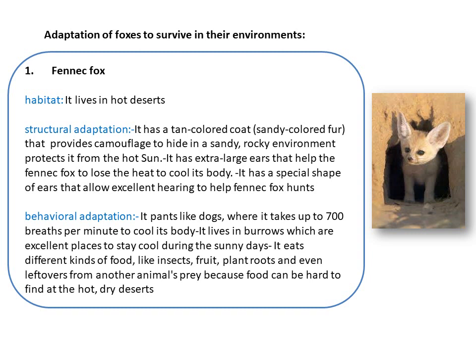Also, it eats different kinds of food, like insects, fruits, plant roots, and even leftovers from other animals' prey, because food can be hard to find in the hot, dry deserts. So that's why they are omnivores. They can eat plants or meat, or fruits or insects or different types of food, because it's very hard to find food in deserts.